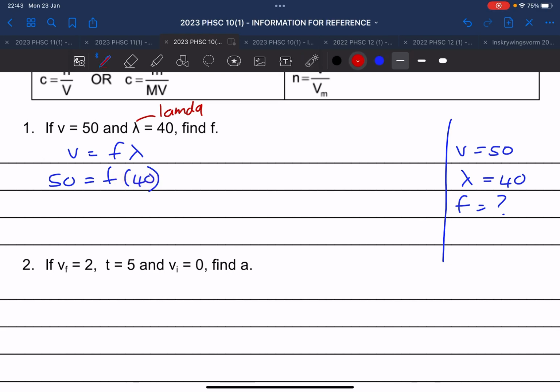So how do we get rid of the 40? We must divide by 40. But what we do on the one side, we must do on the other side. If you type into your calculator 50 divided by 40, you get 1.25. So that means F is equal to 1.25. Now this unit is hertz. You don't need to know that now, but just for completion's sake.